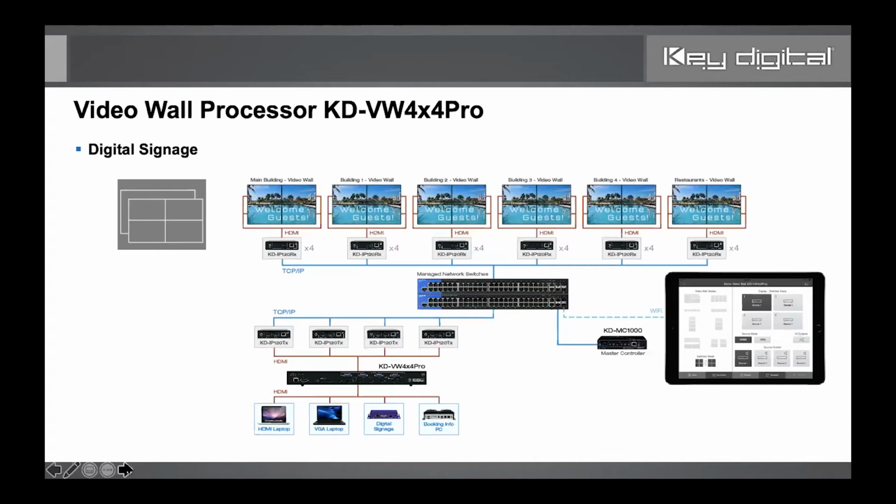Here we have the unit being used with an AV over IP system, allowing you to do the digital signage and video wall processing in multiple buildings and for facilities sharing the content. So this unit is on the front end, on the input side, and going through the video over IP out to multiple buildings to do multiple 2x2 video walls.